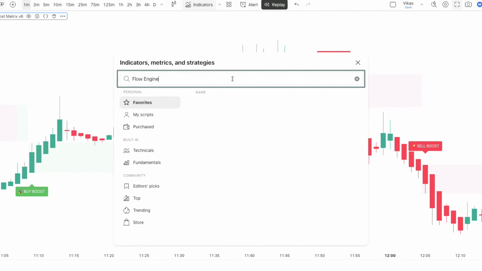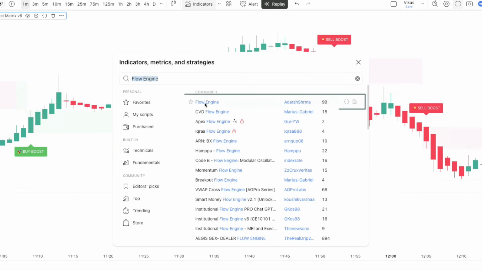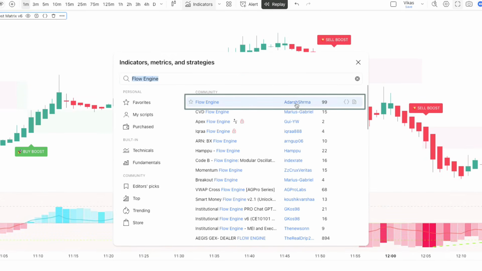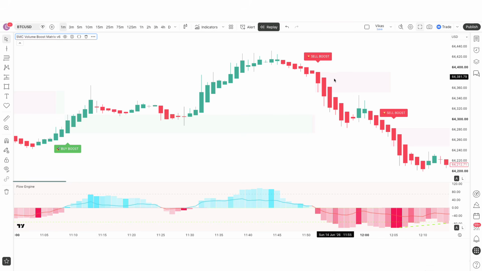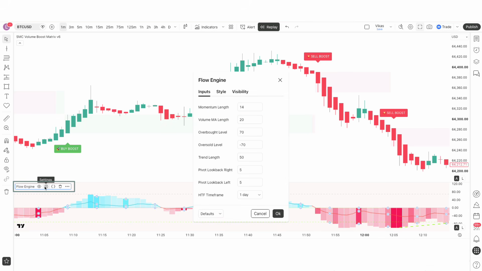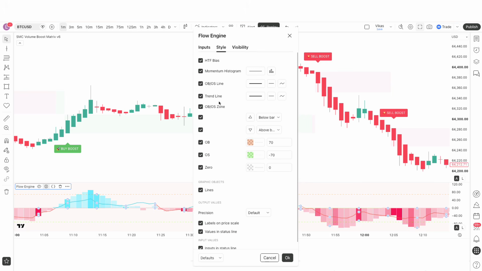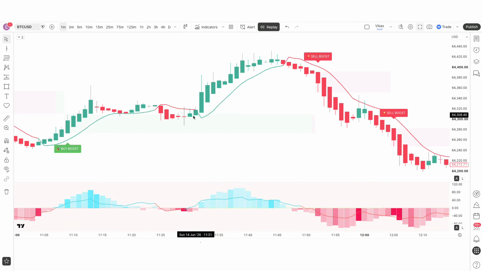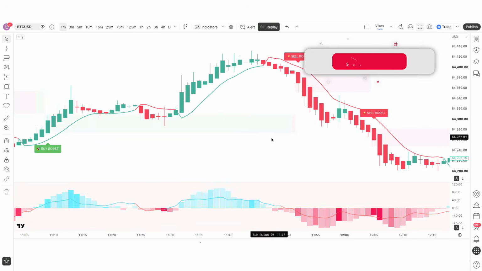Let's go to the indicator search, find Flow Engine, and select this one called Flow Engine, created by Adarsh Shamal. Now let's access the settings of this indicator so we can modify it to suit our strategy. We change momentum length 14 to 9. After change volume MA length 20 to 13. If there are any options you wish to hide, do so to keep the chart clean and easy to read. And here everything is fine after that. Click OK. Our complete trading setup is now ready.